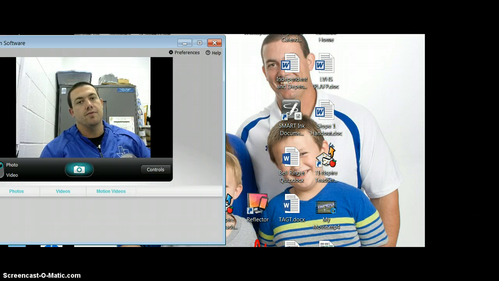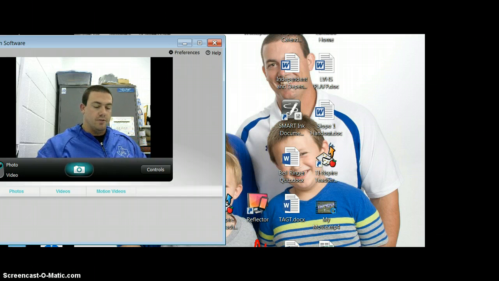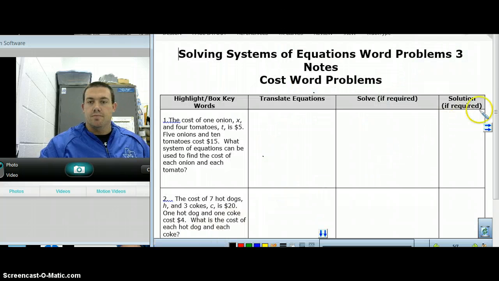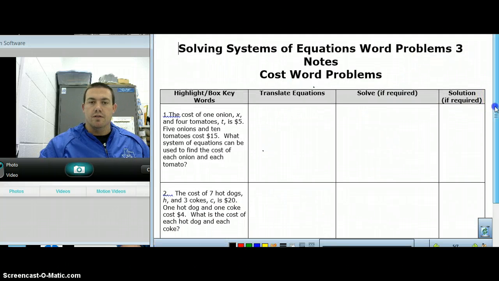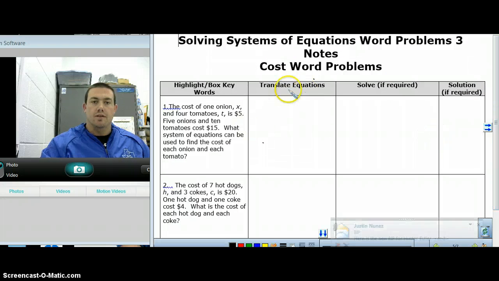So I'm going to show you some different methods, and then I'll probably do another video on how to use your calculator to solve our systems. So here's how we need to go. So let's look at your notes. Here's what the notes worksheet looks like. We're going to deal with cost word problems.